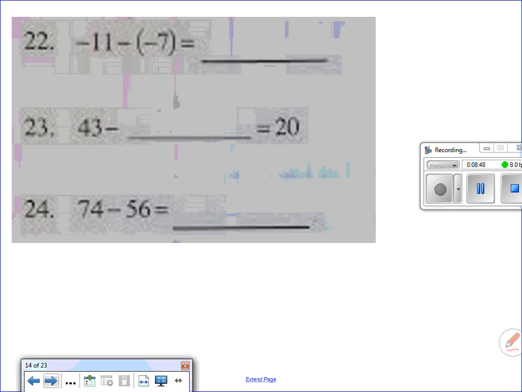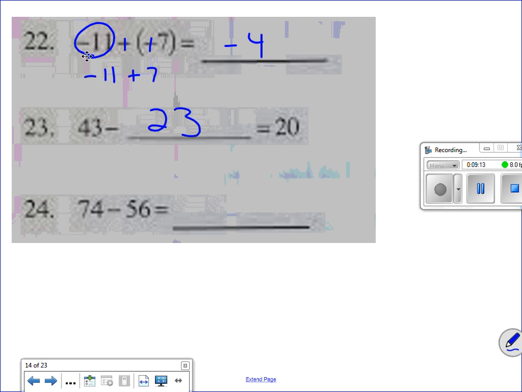Leave, add, change here. I'm going to use a blue marker. Leave, add, change. I have a negative 11 plus a 7, right? Which gives me a negative 4. This next one, 43 minus what gives me 20? This is basic subtraction, right? What number plus 20 gives me 43? Gives me a 23. 43 minus a 23.